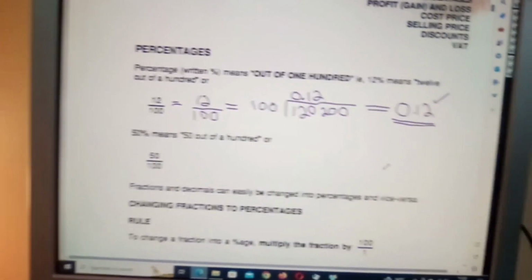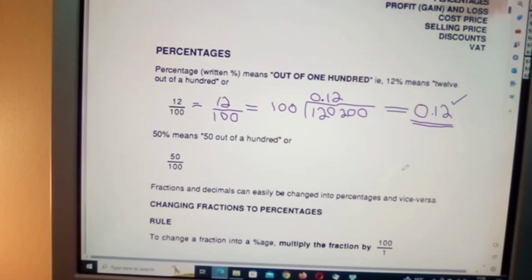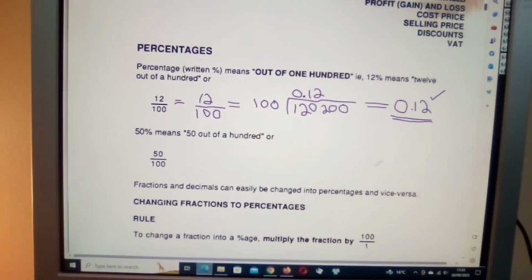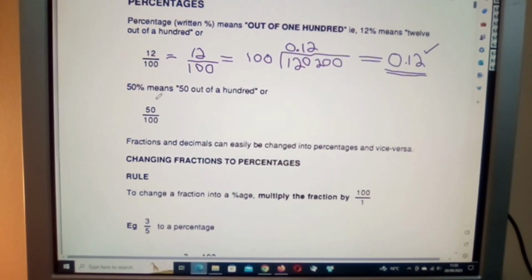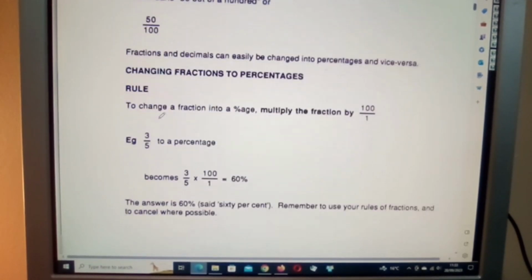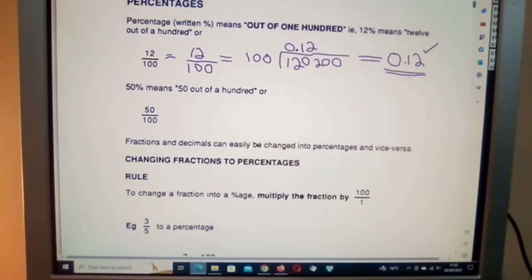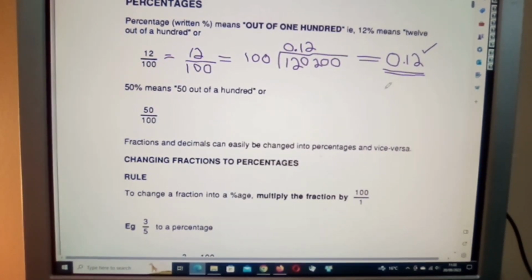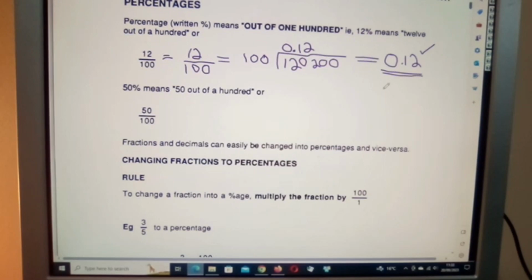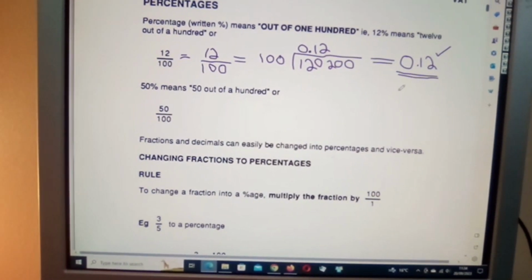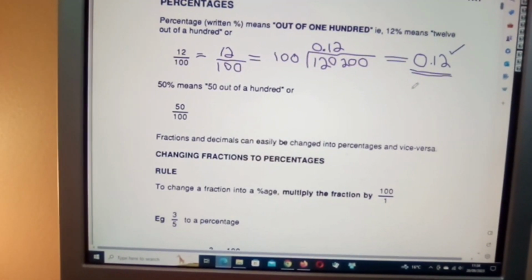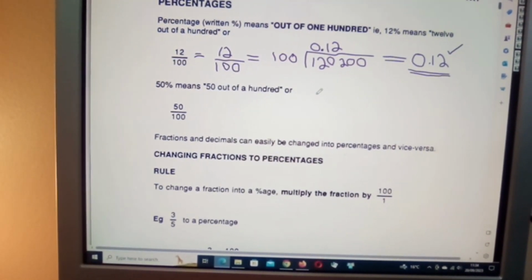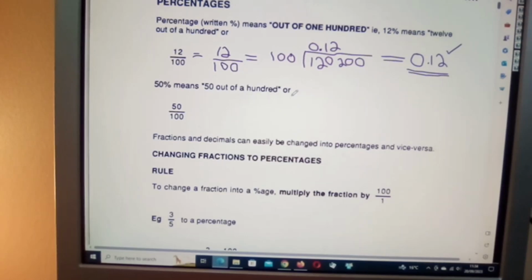Now 50% means 50 out of 100 or 50 over 100. And here we brought it to a decimal, so you can look at percentages also in the form of a decimal, and we're probably going to look at that anyway shortly as well. So remember what I've done here, because you may need to use it yourselves.